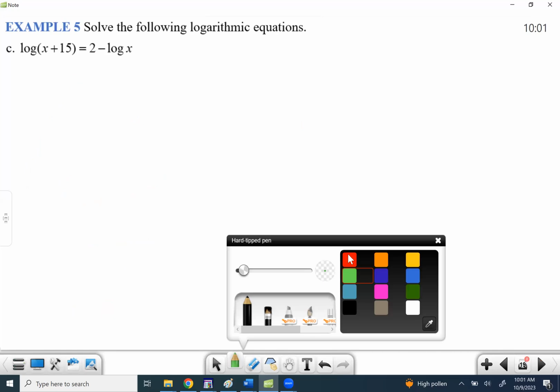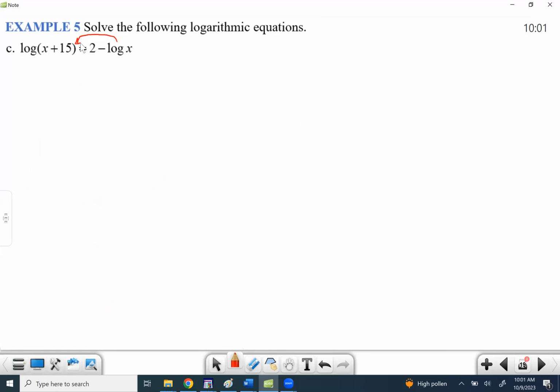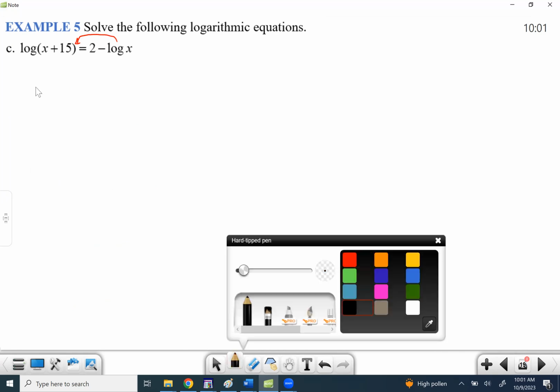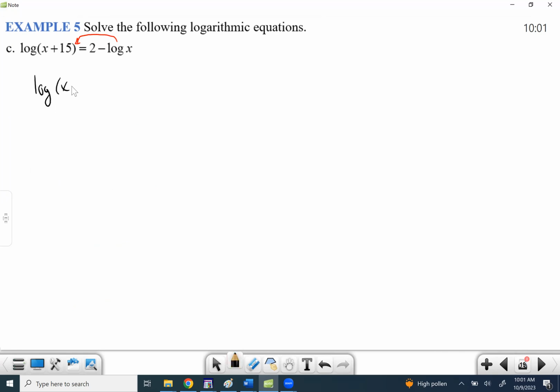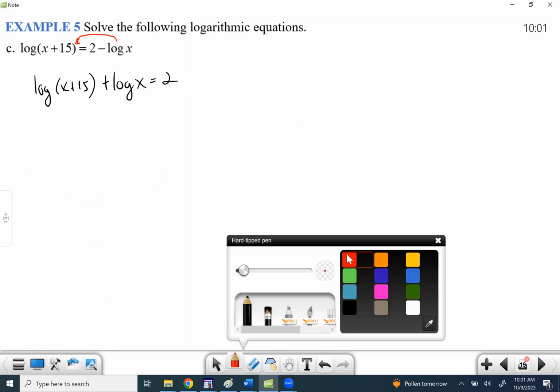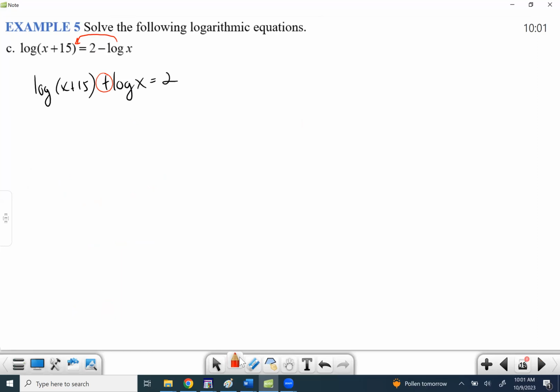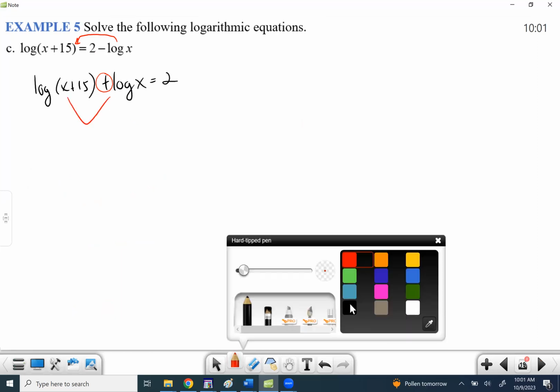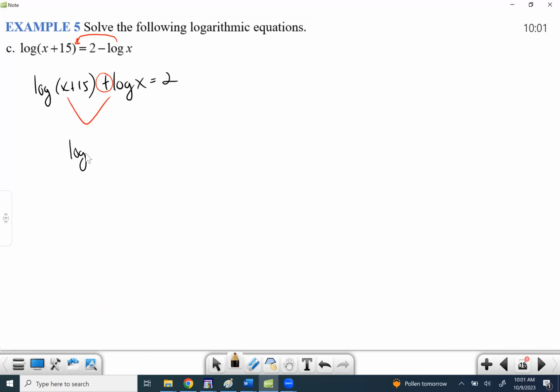Okay, get all logs on one side and all constants on the other. So I'm going to move this negative log x over and make it a positive log x. So we actually had to do step 1 this time. Use the properties to combine multiple logarithms into a single logarithm. So these 2 logs are going to combine through multiplication. So we're going to have x plus 15 multiplying by an x.